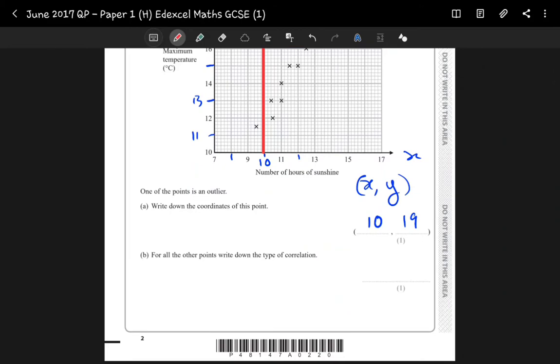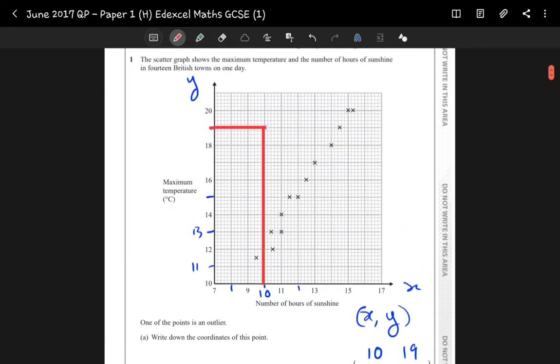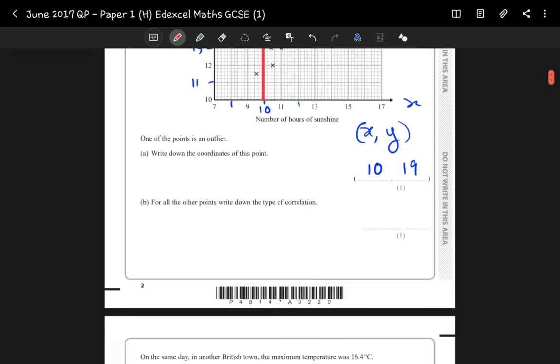Then for all other points, write down the type of correlation. I said before that there was this general trend we could see where it was going up. This is known as positive correlation in maths. That's the actual answer, positive. As the number of hours of sunshine increases, so does the maximum temperature reached in that particular day. And that makes sense. Obviously, more sunshine gives more heat, and more heat gives a higher temperature. So that would be the answer. So we'll put positive.